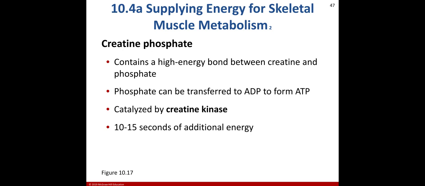First, with the creatine phosphate, that is a very high energy bond between creatine and phosphate, obviously. And the phosphate can be transferred to ADP to make ATP. There's an enzyme called creatine kinase that will do this. So we already know we've got 5 seconds already stored, and doing this switch of creatine phosphate to release that phosphate to make ATP will give you about 10 to 15 more seconds of energy.